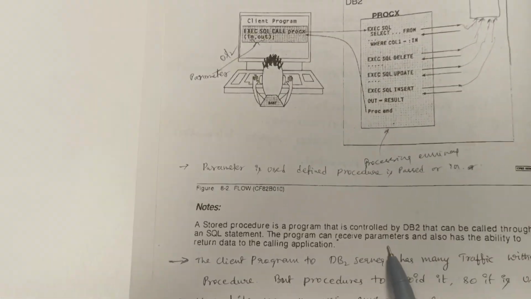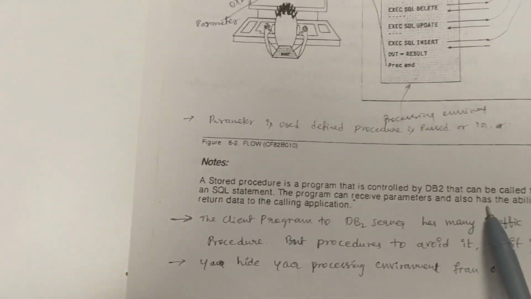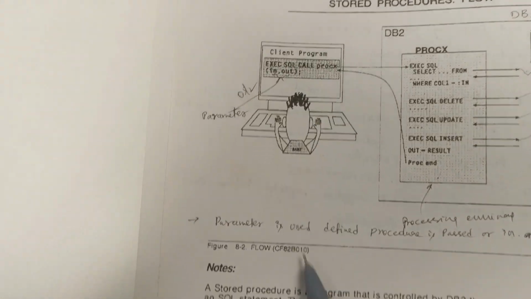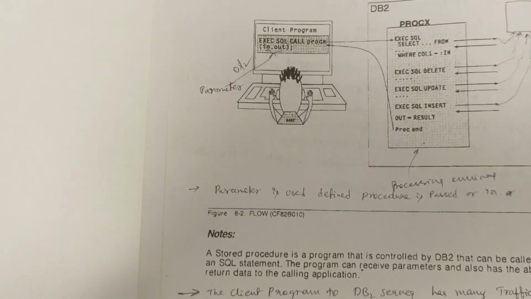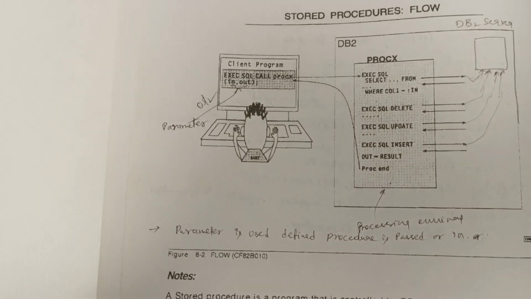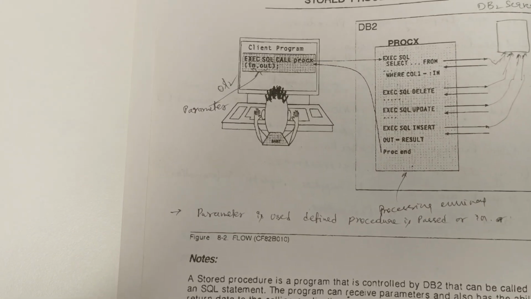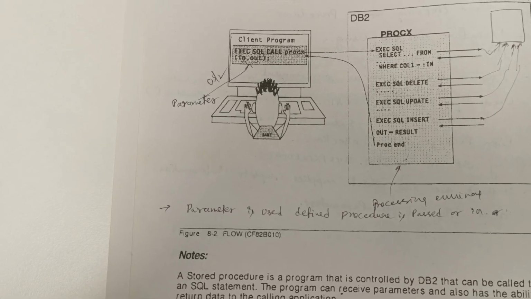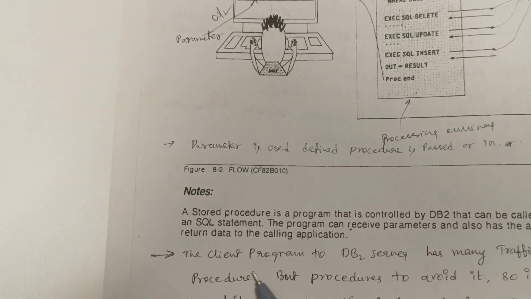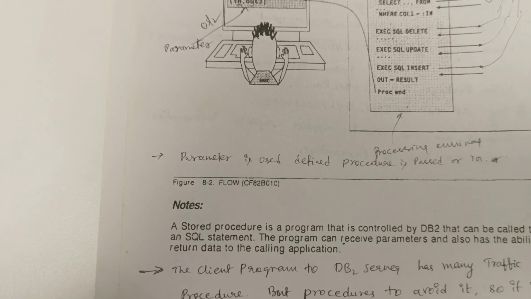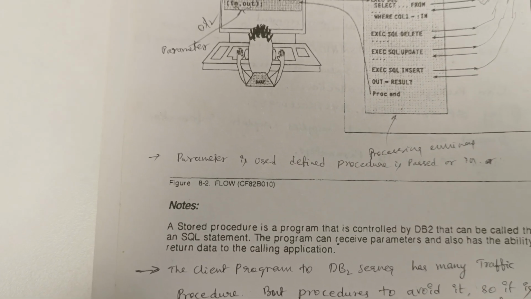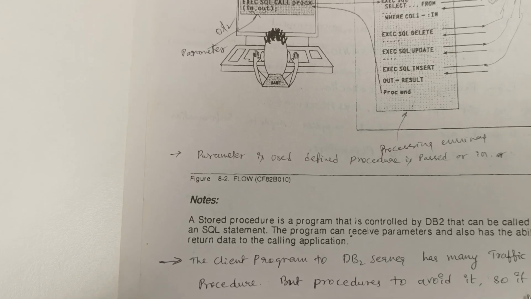The stored procedure is a program that is controlled by DB2 and can be called through an SQL statement. We can call it using an SQL CALL statement, and the program can receive parameters and also has the ability to return data to the calling application. Without a stored procedure, there is a lot of traffic between the client program and the DB2 server, and the procedure is used to avoid that.